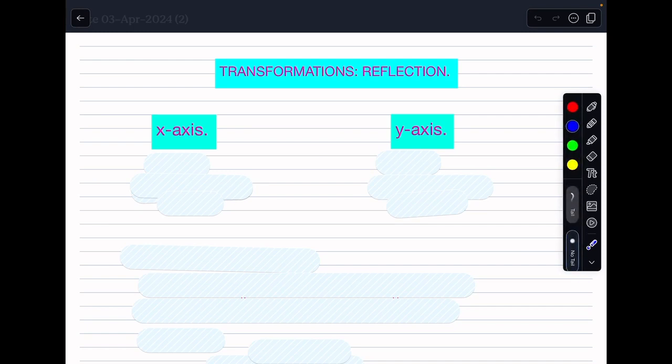The second transformation that we are going to do today is the reflection, and we can see that the reflection can be done along the x-axis and it can happen along the y-axis also. So how to differentiate between the two axes reflection? Let's go ahead and see that.